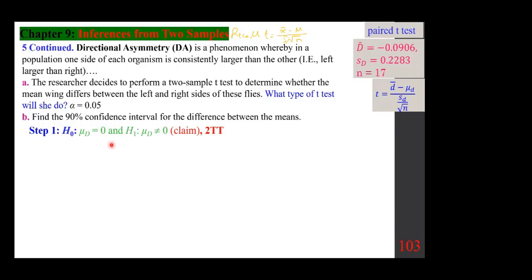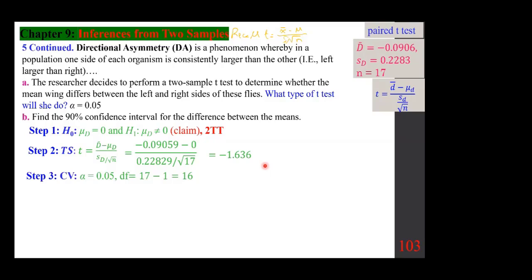H0: mu sub d is 0, H1: mu sub d is not 0. That is the claim, which makes it a two-tailed test. Test statistic, using either formula, as long as you understand what you're doing. Plug in, you've calculated what you need here, plug in. And by the way, this always comes from H sub 0, and it's always 0 for us. That's why sometimes we don't even bother to write that. And again, D capital or lowercase makes no difference. Having said that, we end up with the test statistic being negative 1.636.